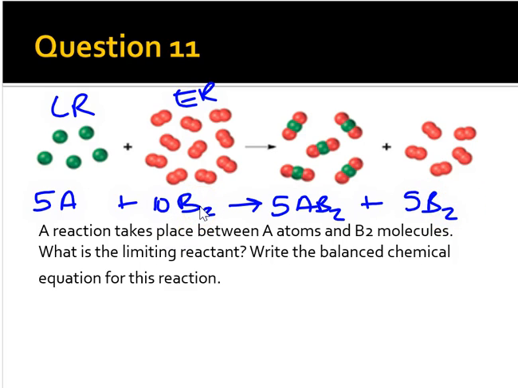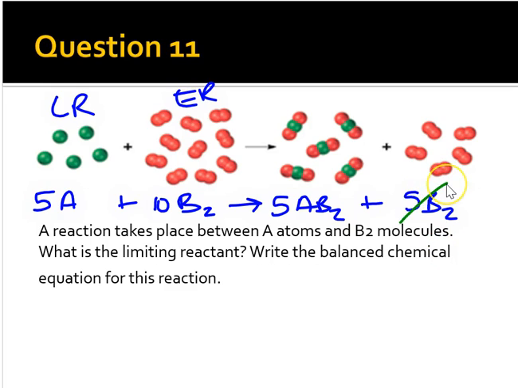That can be further reduced, right? Because did it actually take 10 B2 molecules to fully react with these 5 A atoms? No. Of these 10, it only needed 5 of them because you ended up having 5 left over. So we're going to simplify this chemical equation. You're basically algebraically simplifying, or canceling out what you don't need.